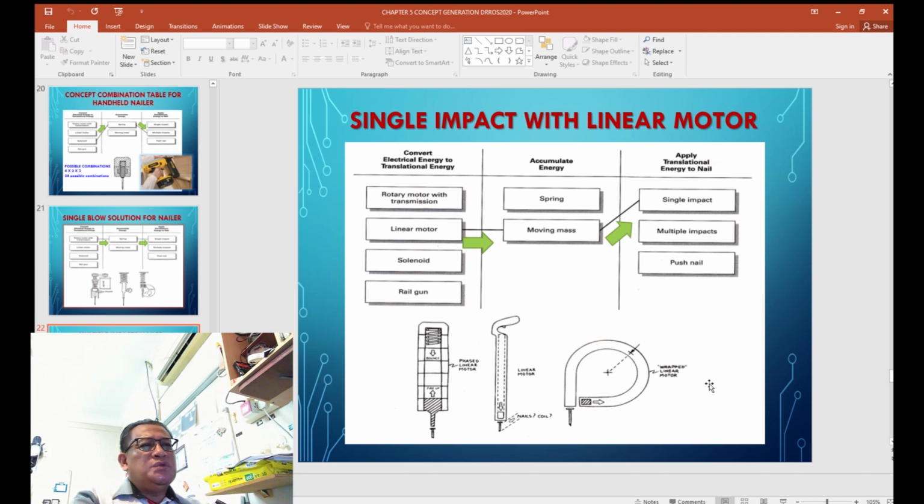Or you could consider using a single impact with a linear motor. For example, you use a linear motor like this. This is a linear motor, and there is a moving mass, right? A moving mass, which is a moving weight, and that weight is moved to deliver a single impact towards the nail, and the nail is driven by the punch towards the wood. So this is also another concept to deliver the same job, to punch the nail towards the wood with a single impact by using a linear motor.